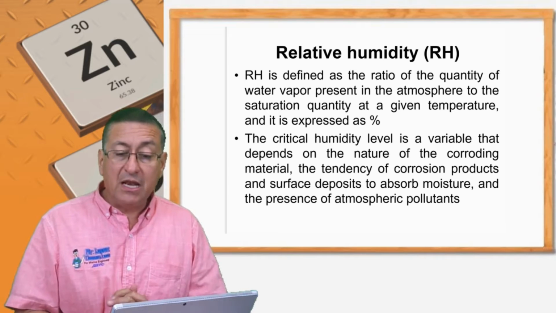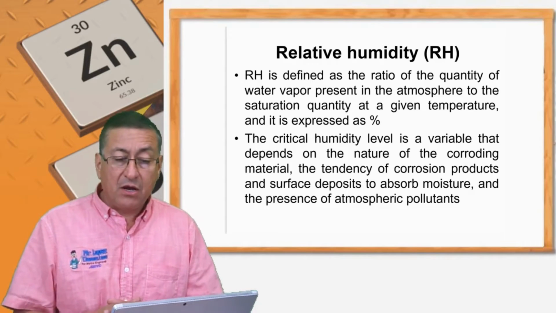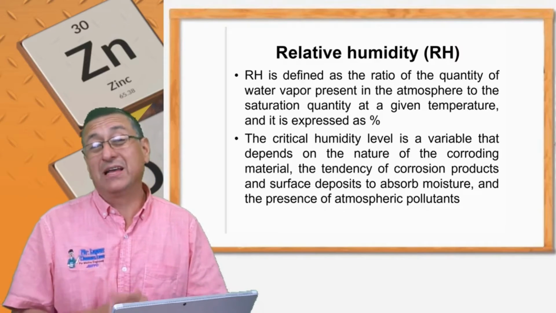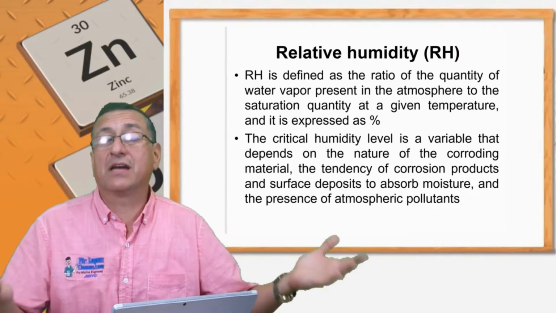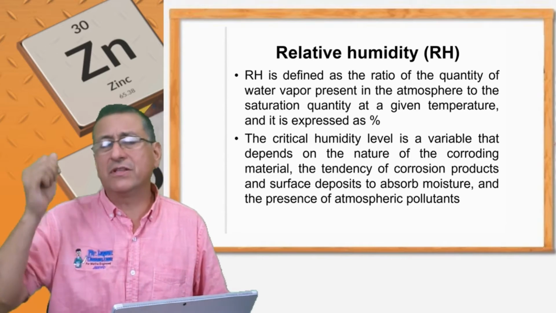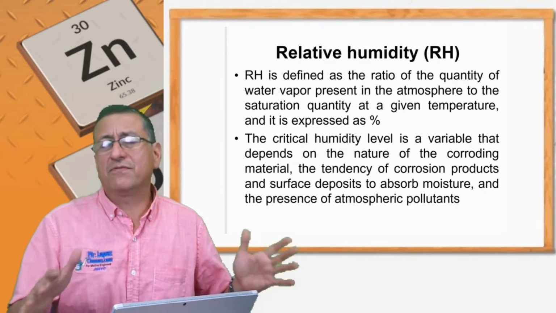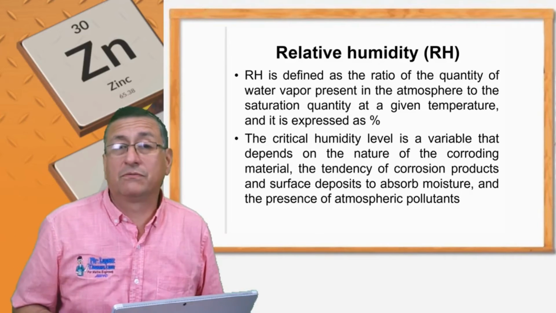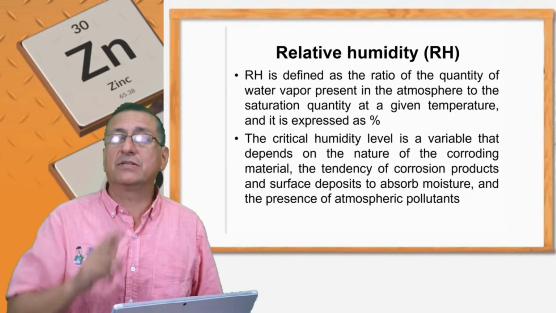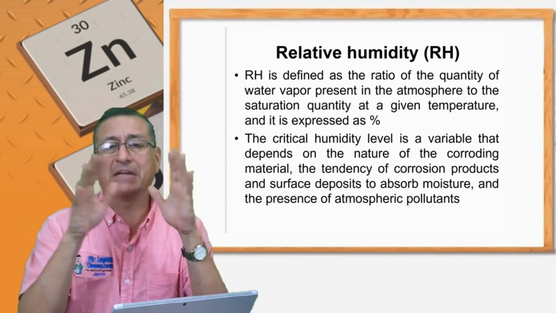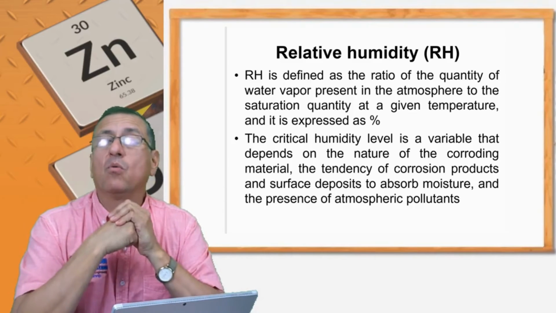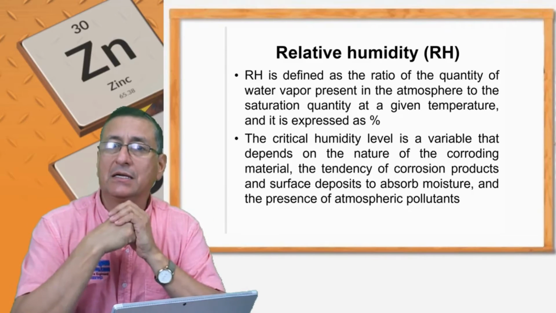The critical humidity level is a variable that depends on the nature of the corroding material. For that reason, if you have environments like the Caribbean with high relative humidity, more than 70% constantly, in between 70% and 95% is fully saturated, and additionally you select improper materials and improper alloys and metals, the corrosion is accelerated. My friends, now you understand why it's important that you study.